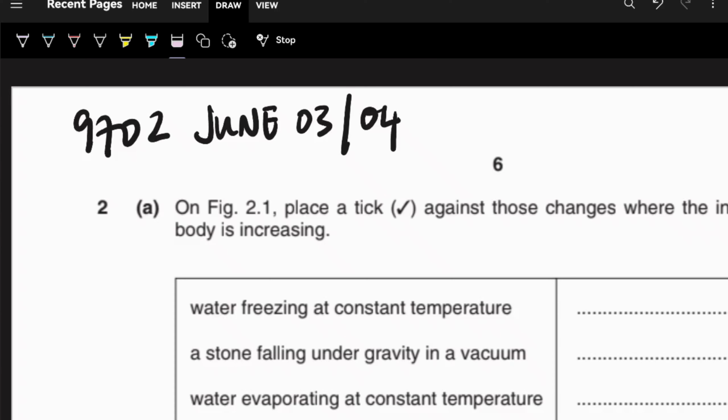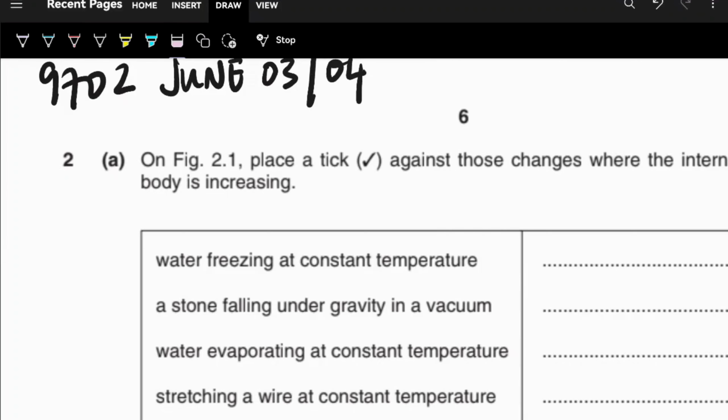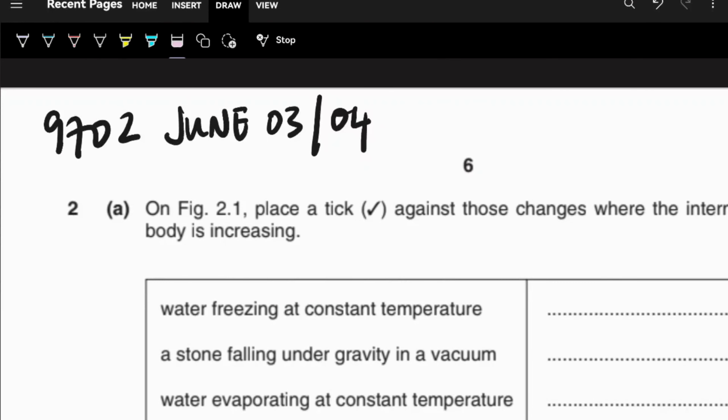So today we're going to look at an interesting question. Of course, it's not simple harmonic motion. We've actually officially ended the simple harmonic motion series. I hope you enjoyed the season and you learned something new. And today we'll be looking at a question from 9702, June 2003, paper 4.